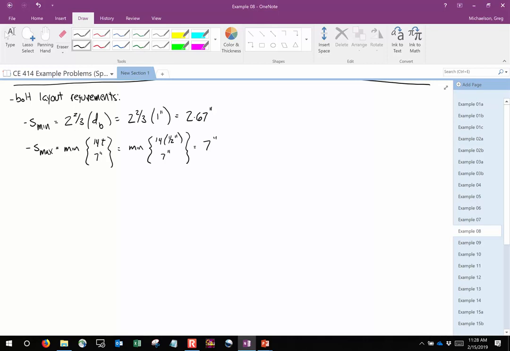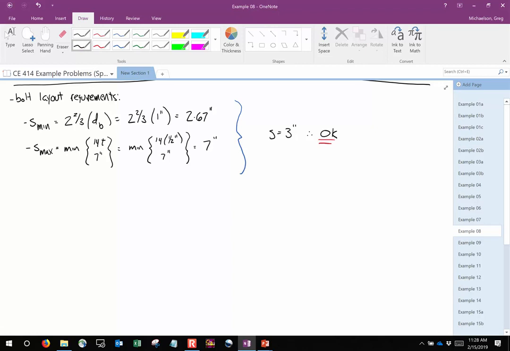So let me ask you this. Does our bolt spacing fall within this limit? What is our bolt spacing? It's 3 inches, so we're good there. Good. Now what about edge distances?